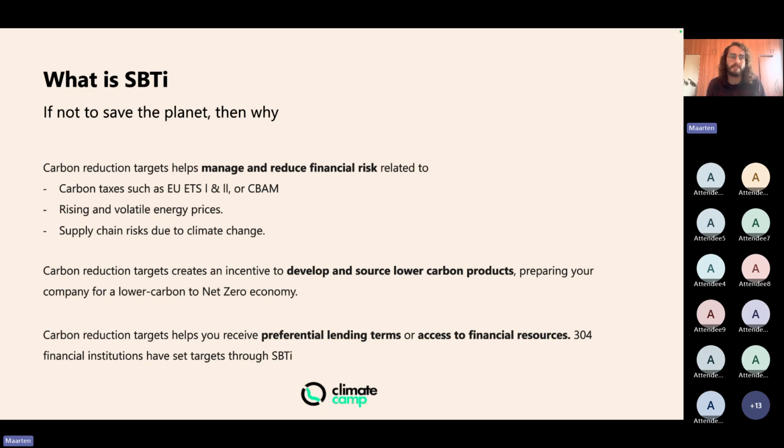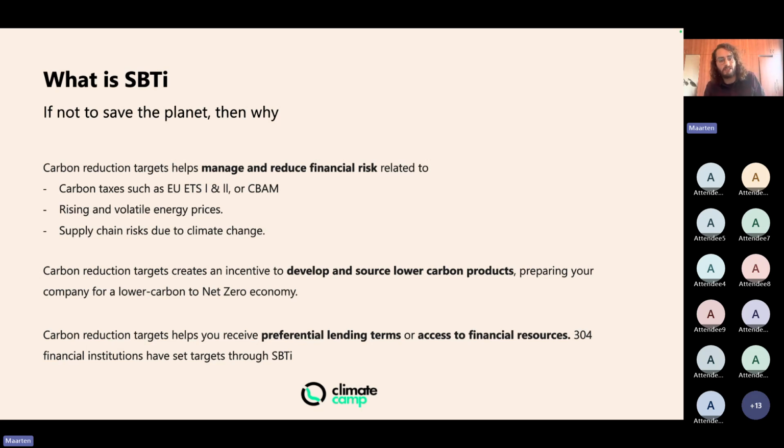CBAM will kick into effect in 2027. Yes, they limited its scope, but the total amount of imported goods which are applicable is, I think, 98% from their previous amendment. So the cost related to complying to these regulations, the cost related to paying for these carbon taxes will only go up. So that means if your value chain is dirty or has a lot of carbon inherent in it, it will eat away at your margins.